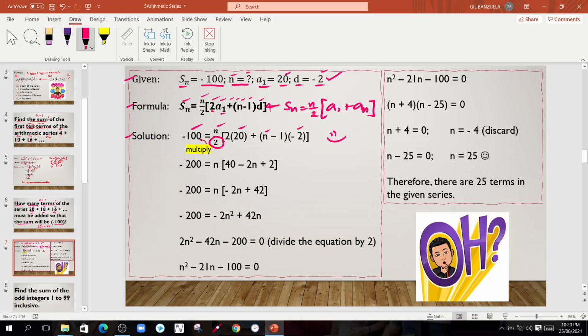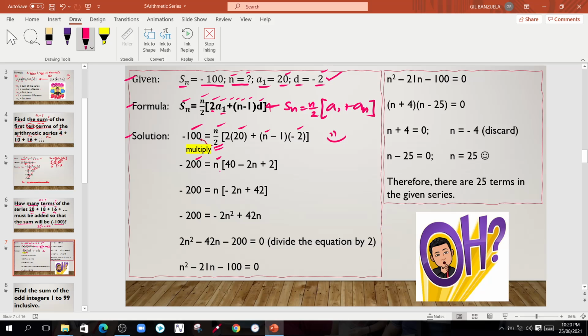Itong denominator nating 2, ayan. Itong 2 na to, i-multiply agad natin dito sa sum ng series. So, in this case, yung sum ng series ay negative 100. So, 2 times negative 100, guys, that is equal to negative 200, right? Ayan, tama. Then, what is left after the equal sign? Naalis na yung 2. Matitira na lang yung n.